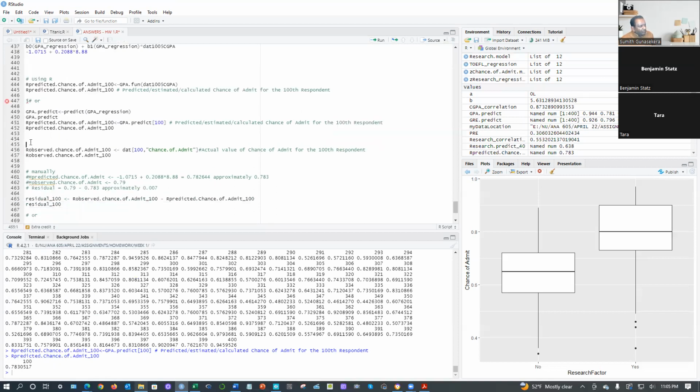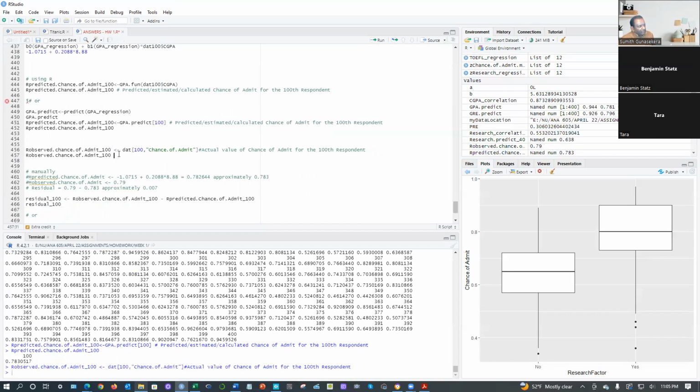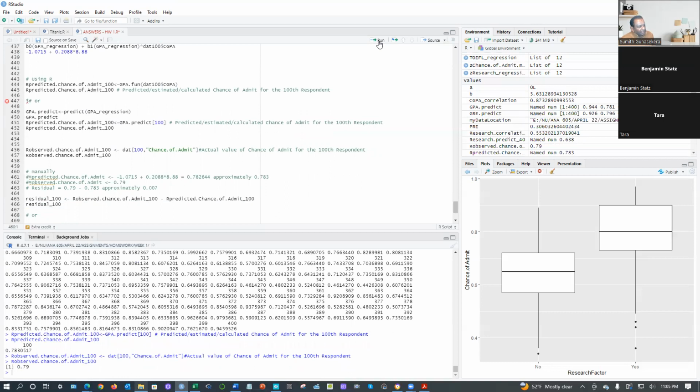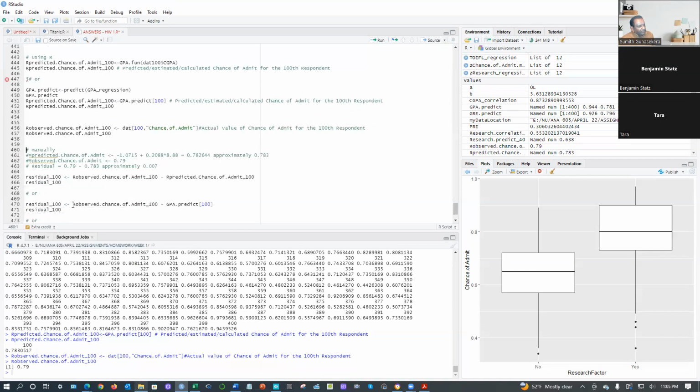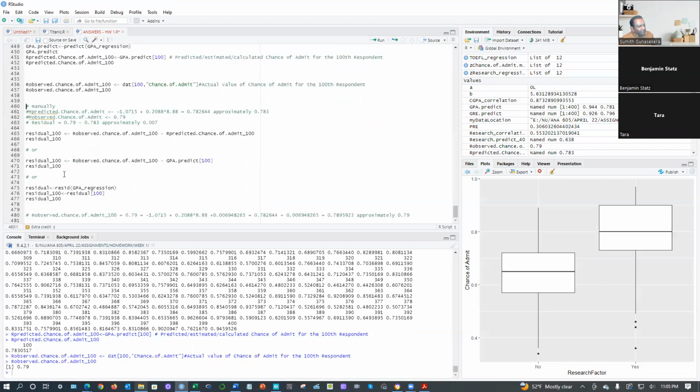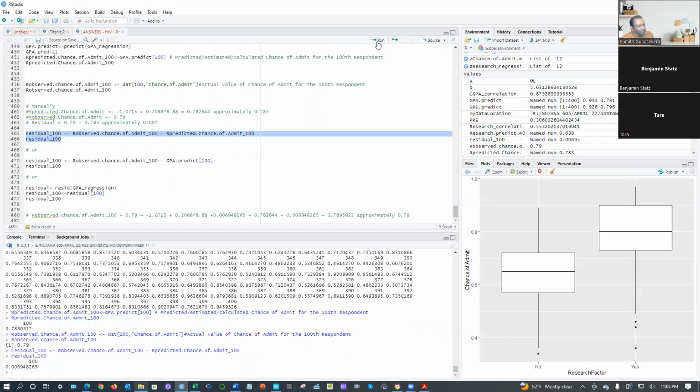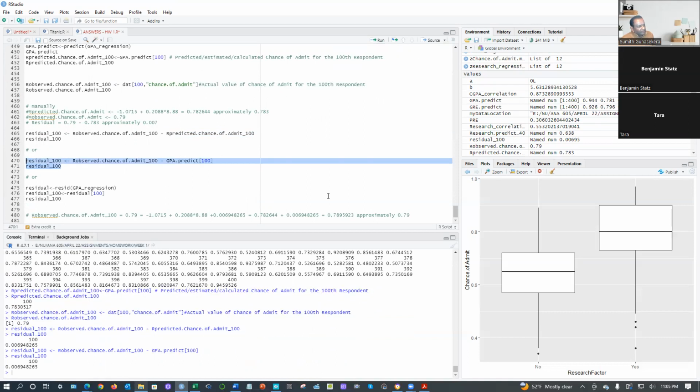Then I'm going to go to my true value, the observed value, in the data for the 100th person's chance of admit. What's the true value? Look at the true value: 0.79. Predicted value 0.78. Then what's the difference between those two? It's called the residual. You can find the residual by this minus that, or go to the 100th one, then the predicted 100, then the residual. Same thing, 0.006.